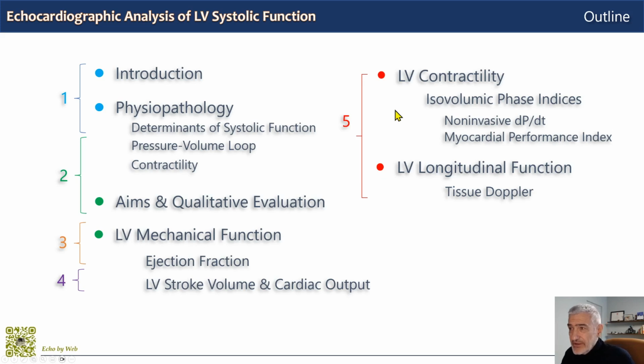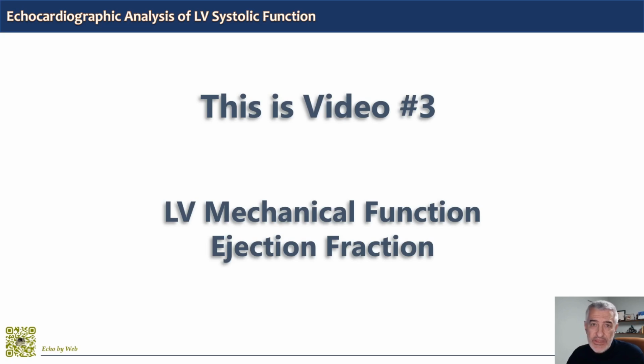And then we have the echocardiographic estimation of left ventricular contractility using isovolumic phase indices like the noninvasive dP/dt from mitral regurgitation and the Myocardial Performance Index or Tei index. And we end with the analysis of left ventricular longitudinal function using tissue Doppler, because strain analysis will be the topic of a whole other video. And this is how they are grouped in the 5 videos. And this is video number 3, left ventricular mechanical function and the analysis of how to perform ejection fraction.